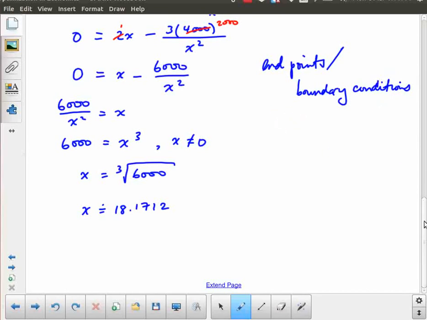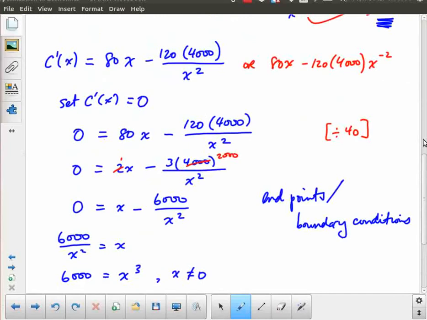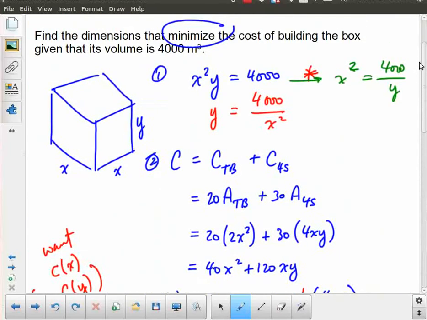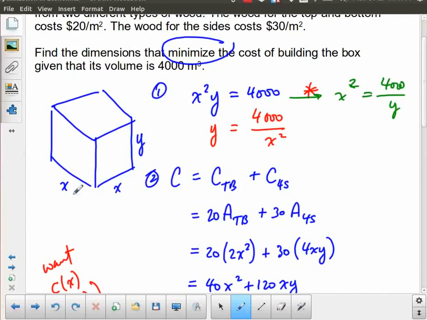Now you might think, if we talk about this in terms of the dimensions of a box, that the endpoints in this case would be when x is equal to 0. But if you take another moment to think about that, if x goes to 0, and you can see that right here, I want you to pay particular attention to this equation. If x goes to 0, then what does that say y has to be? Because we have this restriction imposed upon us that 4,000 has to be the volume of the box.